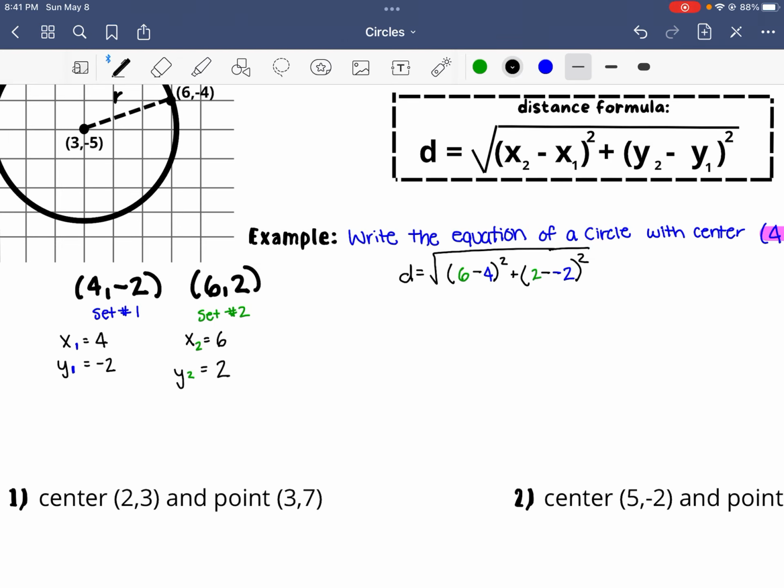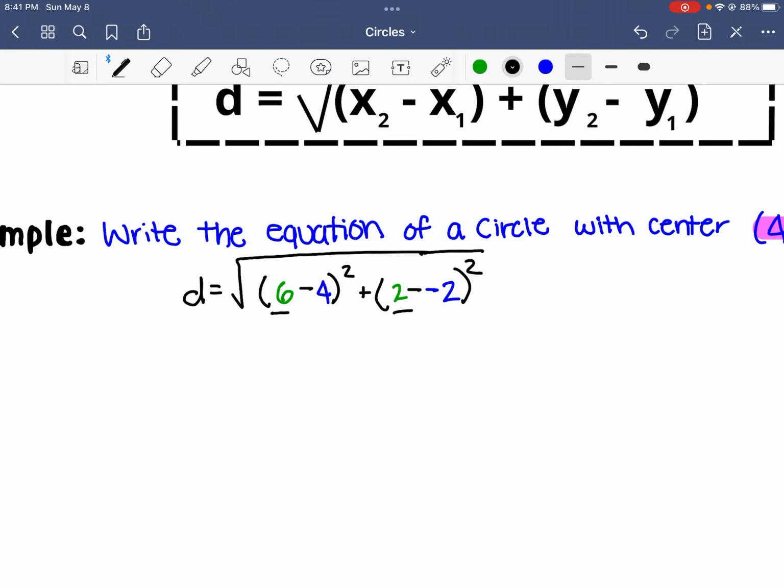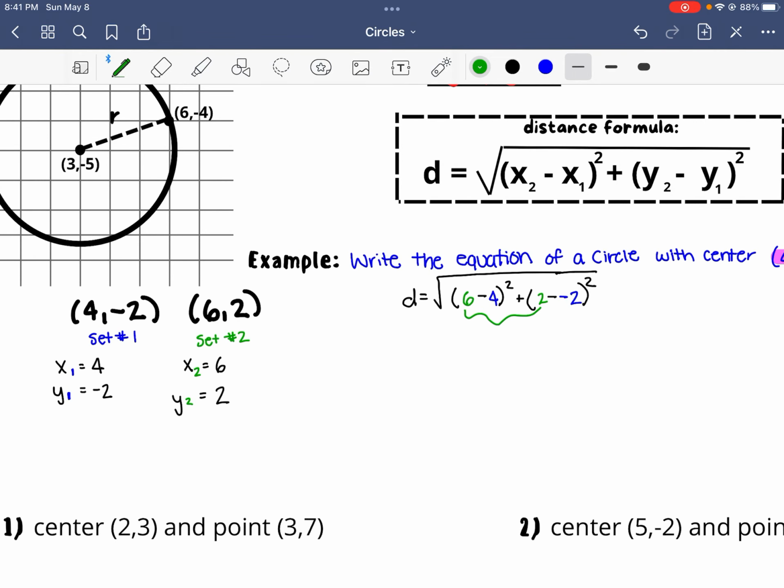So a couple of things to notice. My greens are always the first one and my blues are always the second one. That lets me know that I was consistent, okay? If you did this correctly, it should look like this. And if we take a closer look, this is my first set. No, this is my second set, which is correct. And then the back ones should be my first set, okay? So they should match up in the positions they are at.